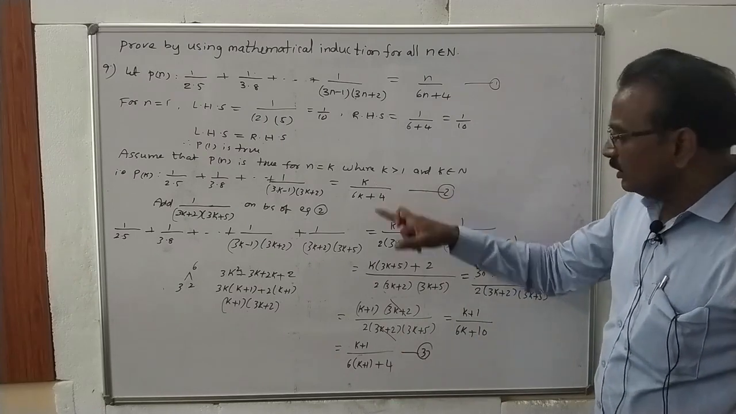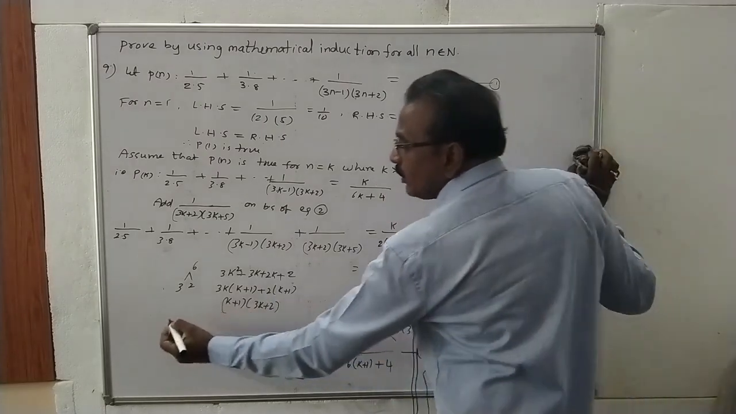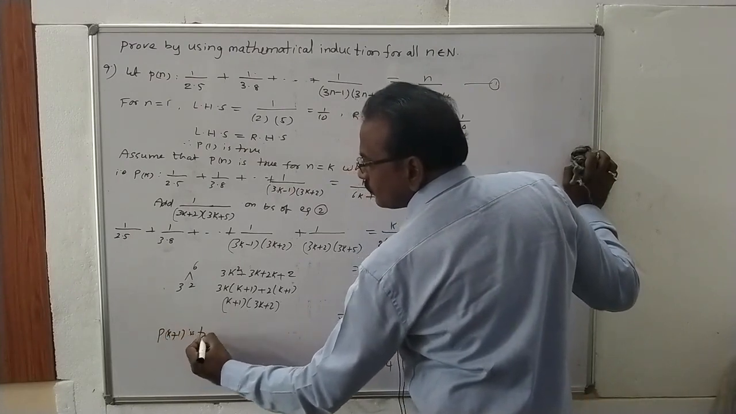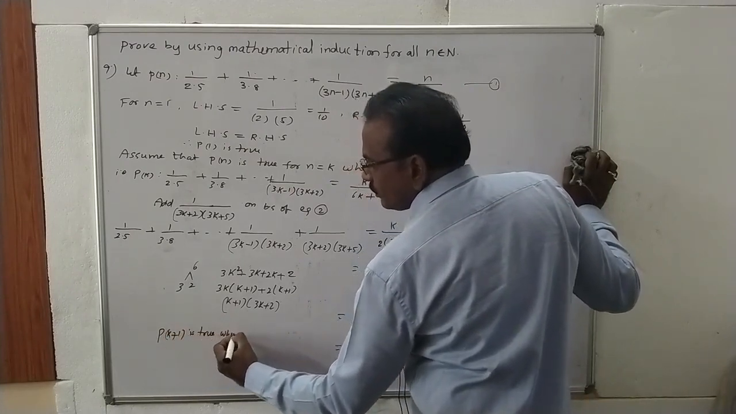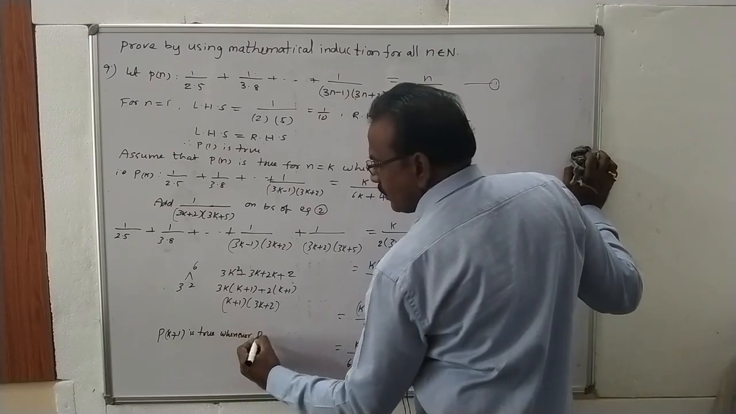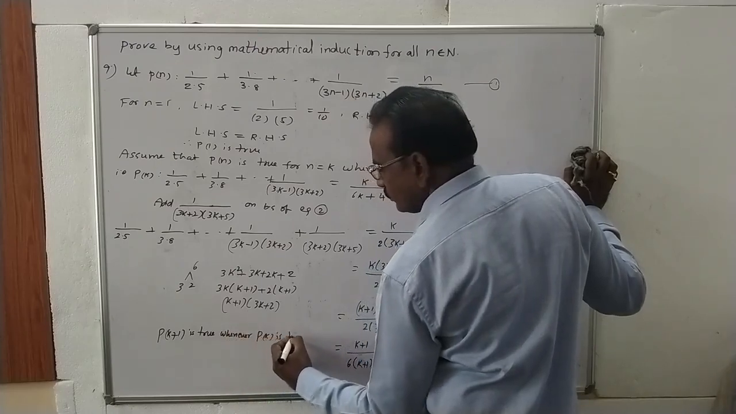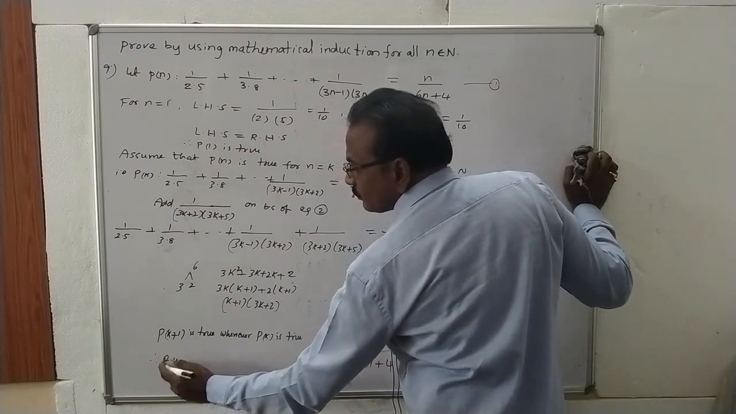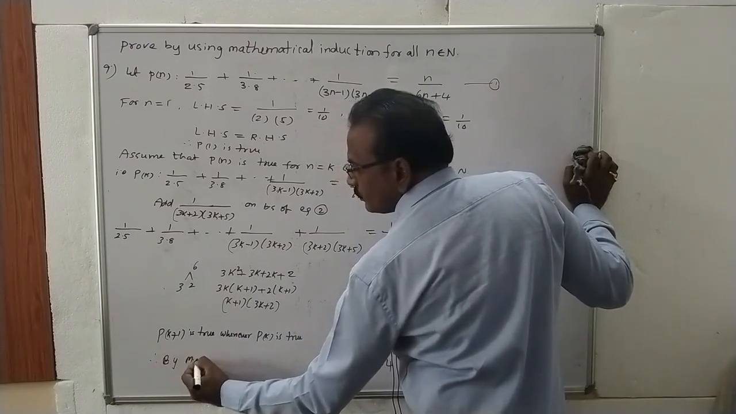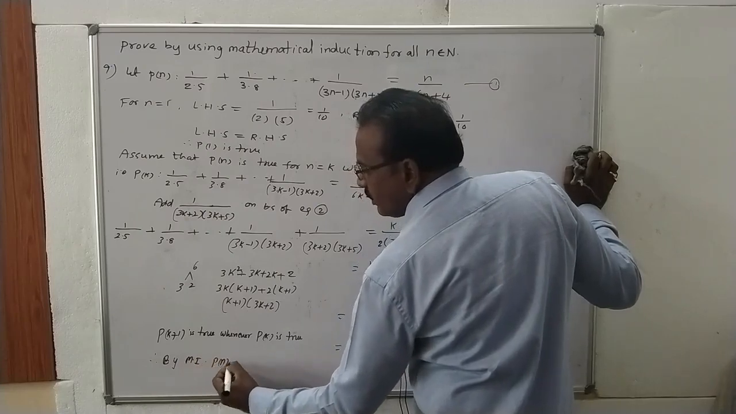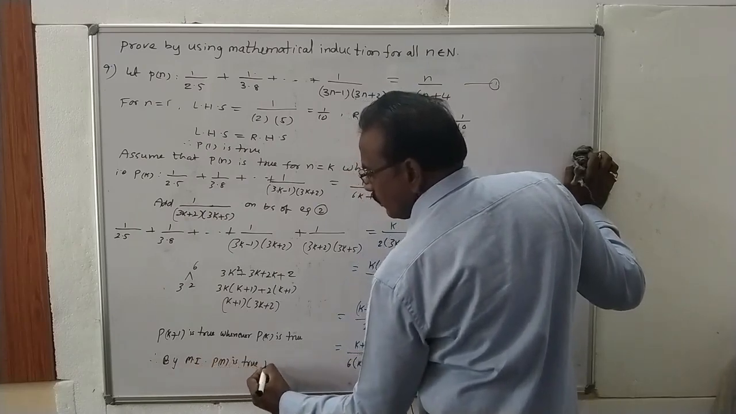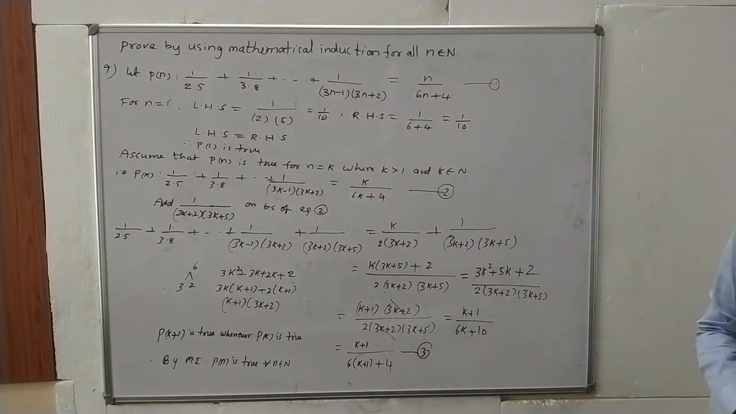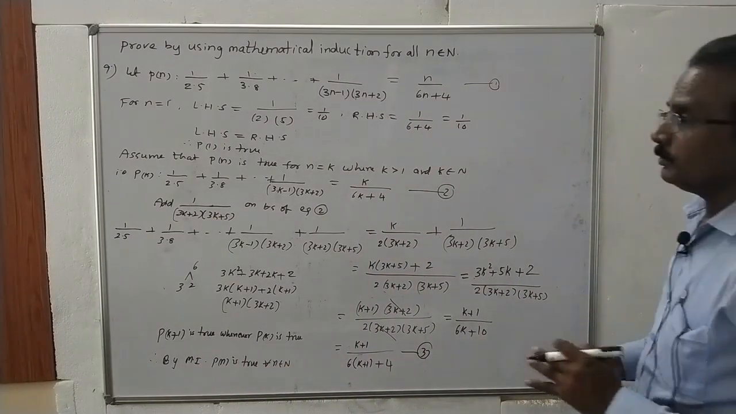In place of k there is k plus 1. Therefore P of k plus 1 is true whenever P of k is true. Therefore by mathematical induction, given statement P of n is true for all n belongs to N. So this is the 10th question.